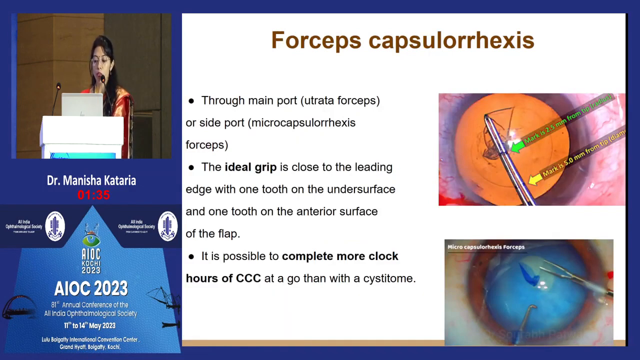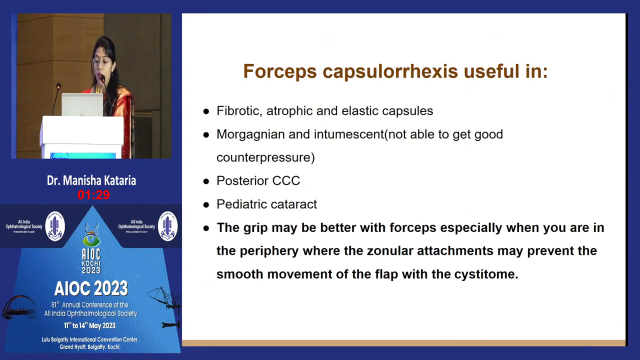With forceps capsulorhexis, it is possible to complete more clock hours of CCC at a go than with the cystitome. It can be useful in fibrotic, atrophic, elastic capsules, Morgagnian, intumescent, posterior CCC, pediatric cataracts, and where we are not able to counter the zonular attachments.